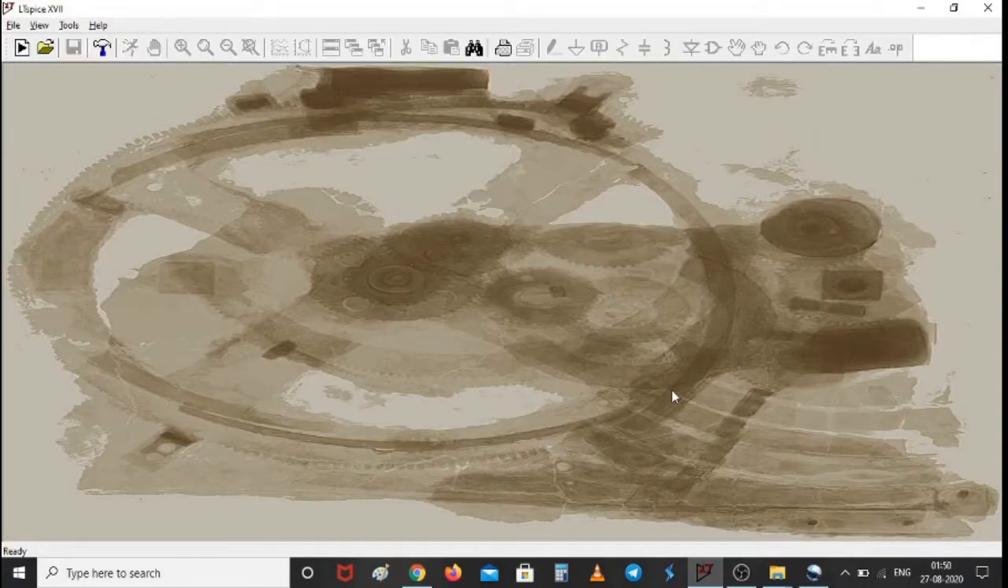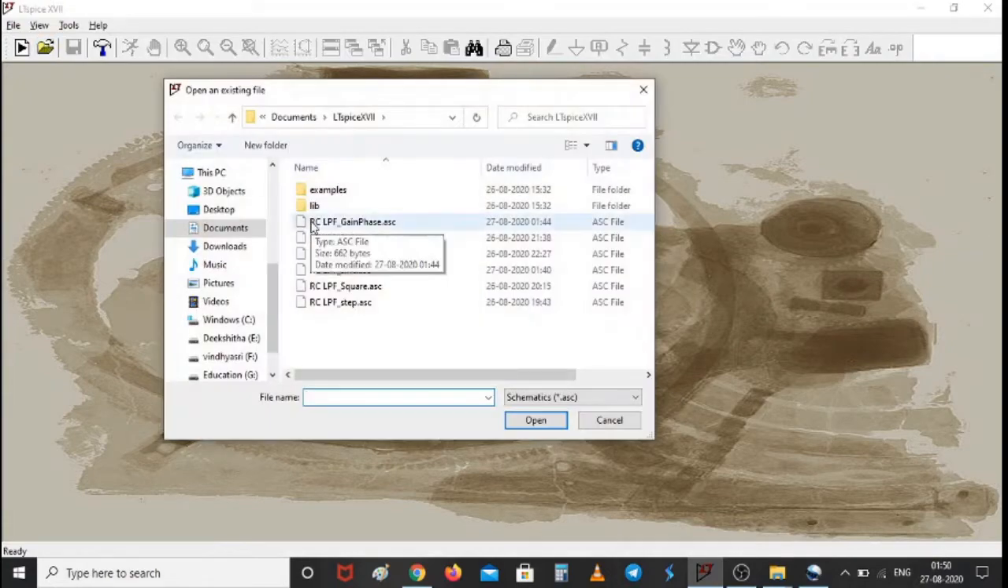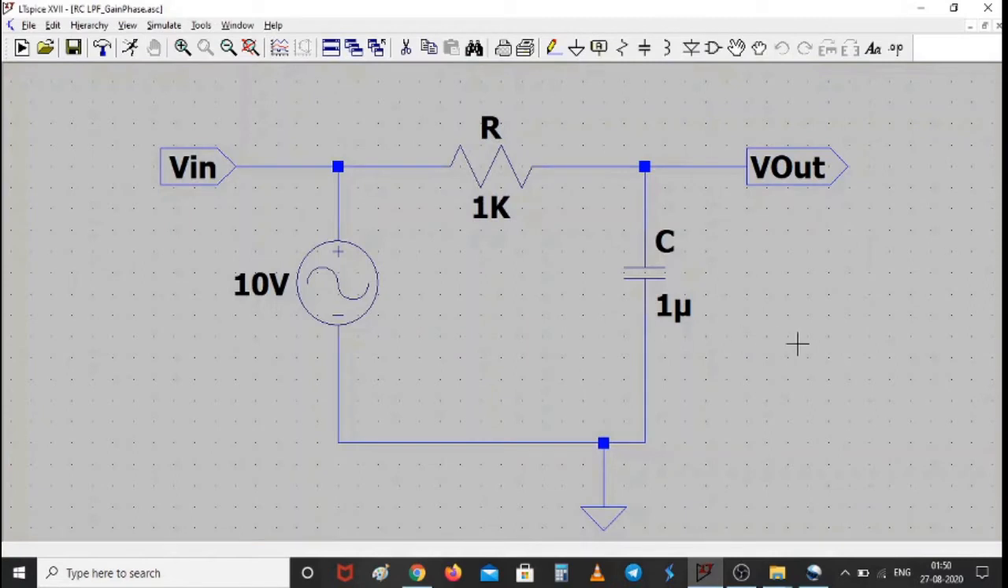Okay, let me show you the magnitude response and the phase response of the RC low pass filter circuit when the input is sinusoidal input. So let me go to the circuit. This is the circuit that we are considering, which is an RC low pass filter circuit. R is equal to 1 kilo ohm, C is equal to 1 microfarad, so that RC is equal to 1 millisecond. And the input signal that we have considered is a sinusoidal input signal whose peak value is 10 volts.